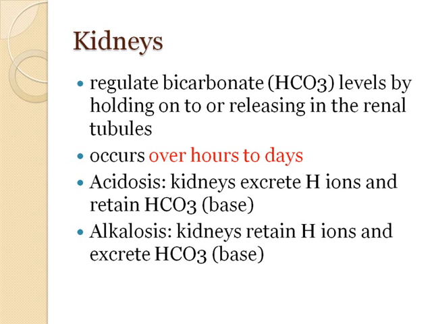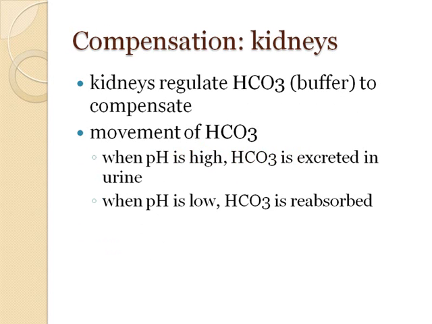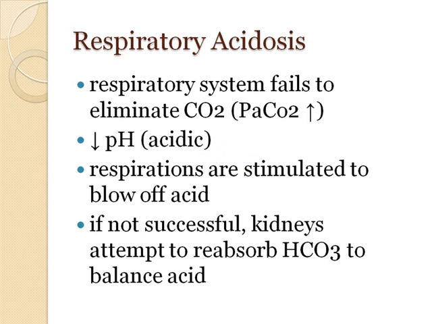So I've talked about three main control mechanisms that we have: the buffers, the lungs, and the kidneys. There's a little bit more about the kidneys that's essentially just clarifying what I just said. All right, let's look at some specific disorders. First one being respiratory acidosis.